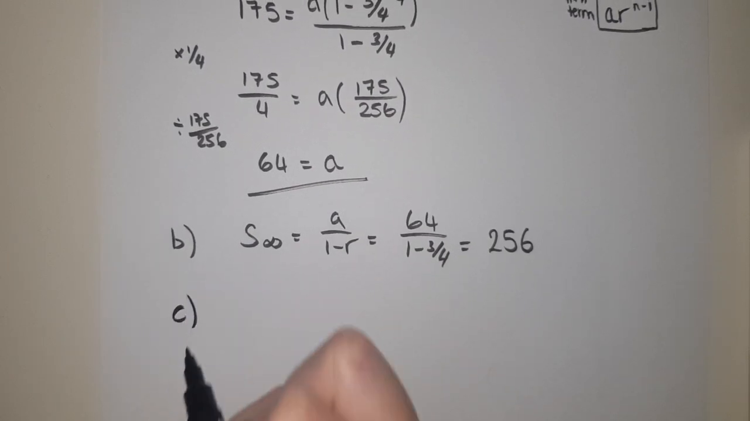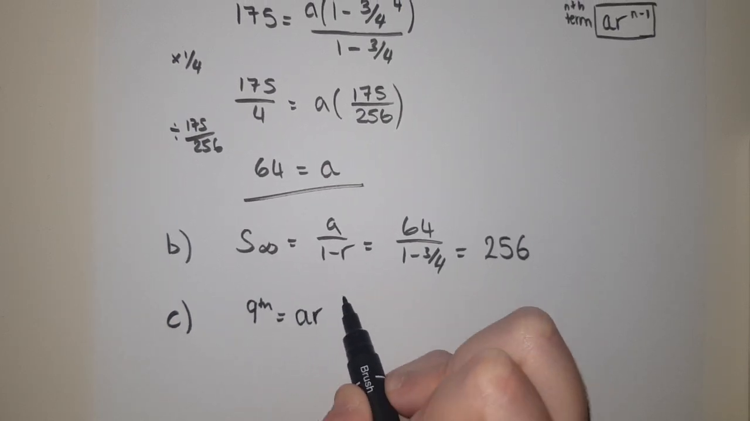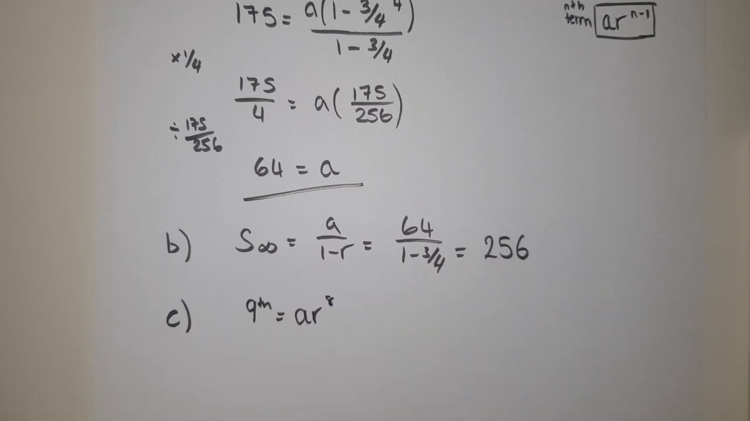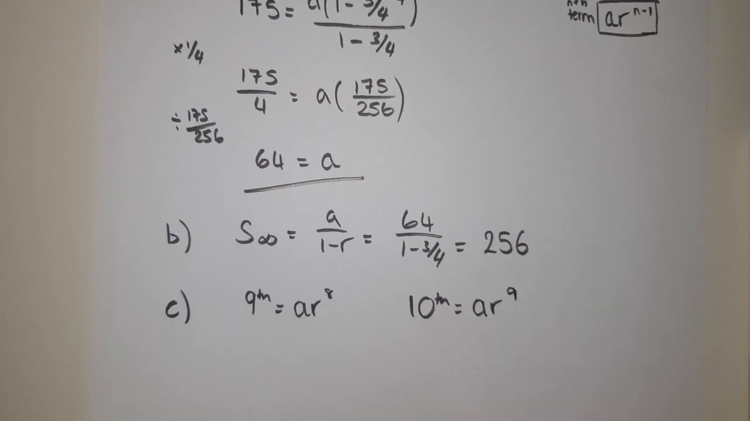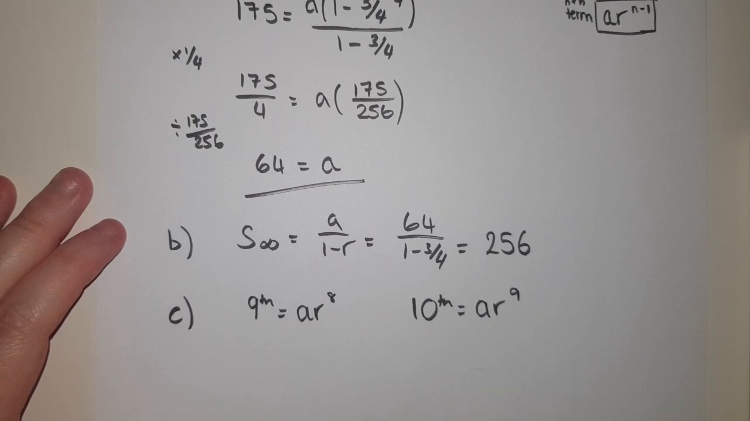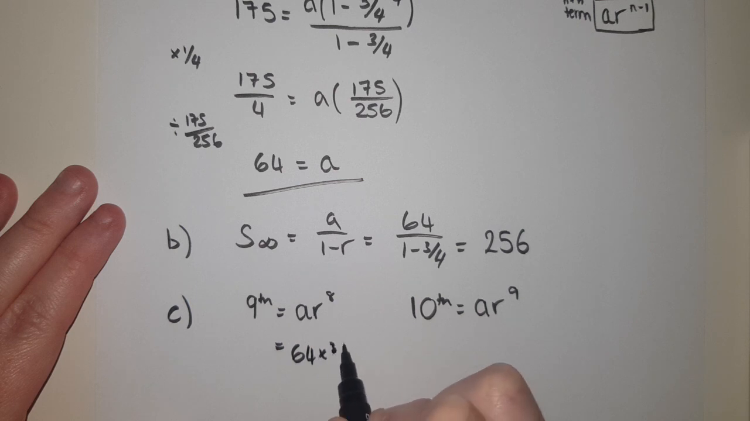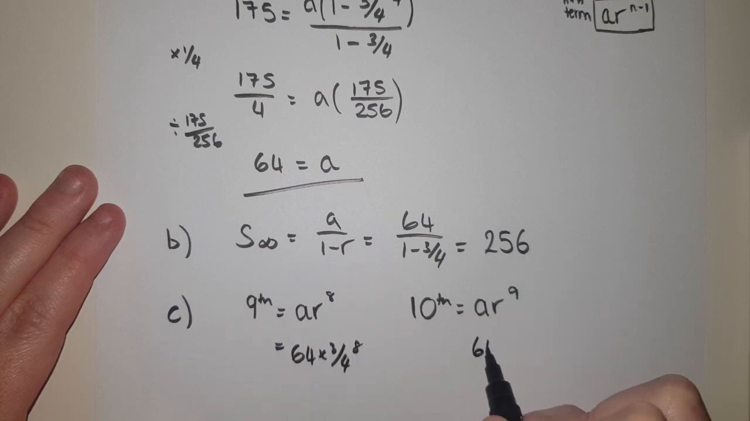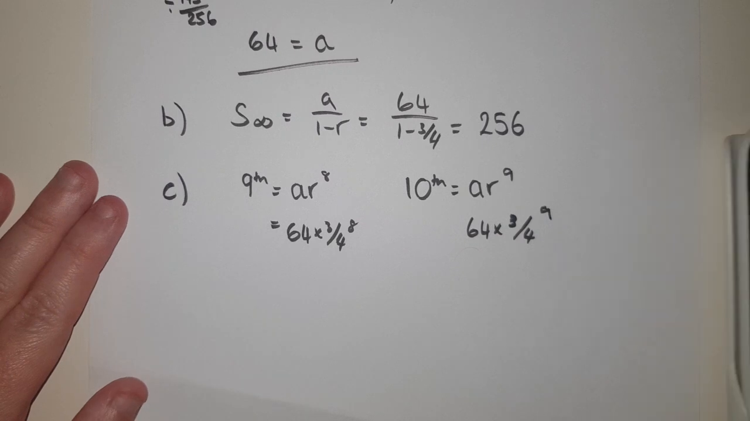And part C, find the difference between the 9th and the 10th term. So remember, the 9th term is ar to the 9 minus 1, so ar to the 8. And the 10th term is ar to the 10 minus 1, so 9. And we want to find the difference between those 2 terms. So I'm just going to work out 64 times 3/4 to the power of 8. And we're going to do 64 times 3/4, sorry, to the power of 9. And then we're going to do one subtract the other.